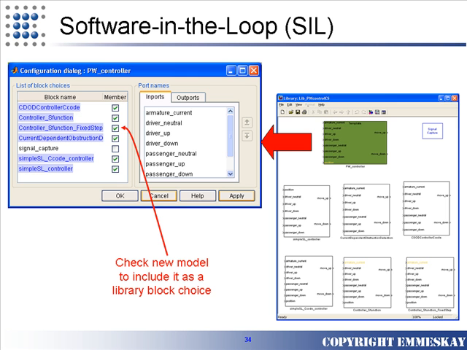Now that the model exists in the library, we have to make it selectable as a choice. Next, double-click the green box at the top of the library. This will open up another configuration dialog. Here, make sure you check the new model that you just added to the library. Then you can click OK and save the library.